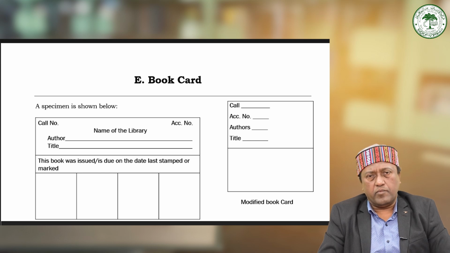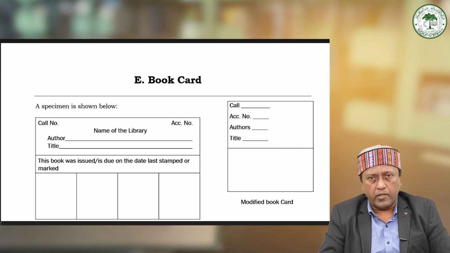Vice versa can also be done. This can also be done, that the book card can be pocket shaped, and the reader's ticket can be in the pocket shape while the book card is elongated, or vice versa.